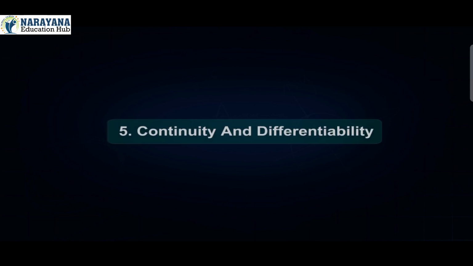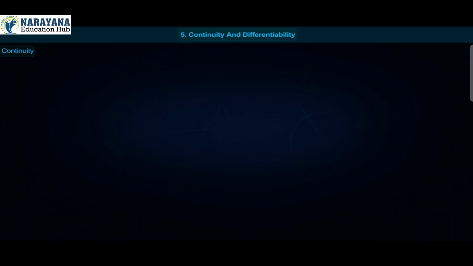Chapter 5: Continuity and Differentiability. Continuity. We start the section with two informal examples to get a feel of continuity.